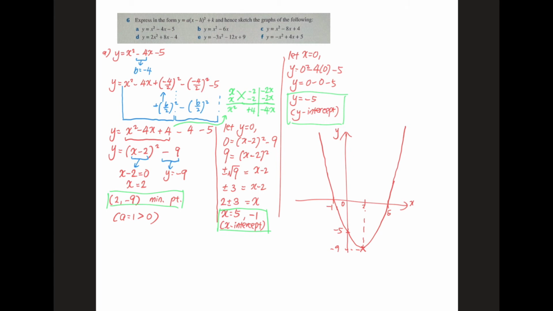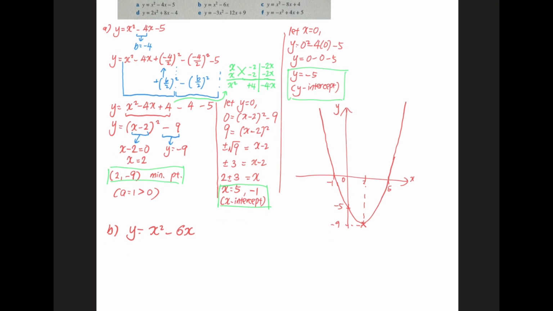Let's look at B then. Question B, y equals x squared minus 6x. So we have to start with completing the square. Let's use back the same method. We need to check the coefficient of x squared, which is the number in front of x squared. Make sure it is 1. For this case, yes, it is 1. No number here means it is 1. After that, we have minus 6x.